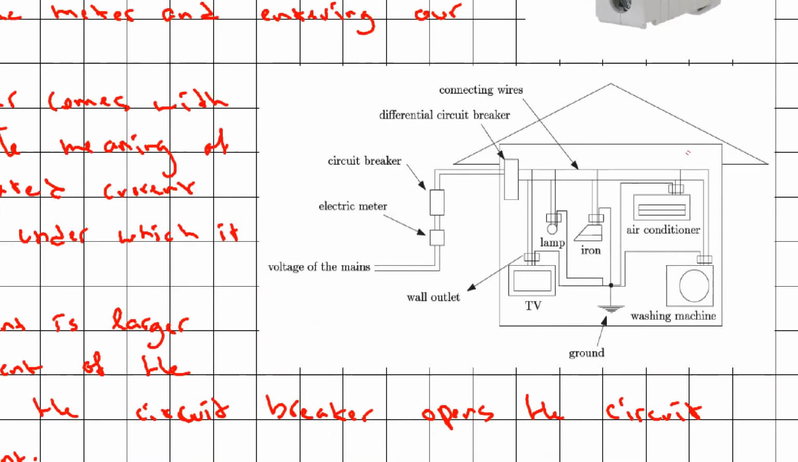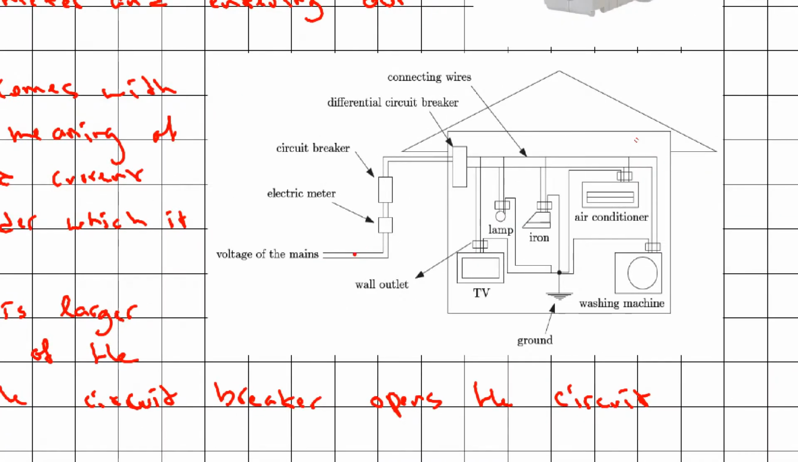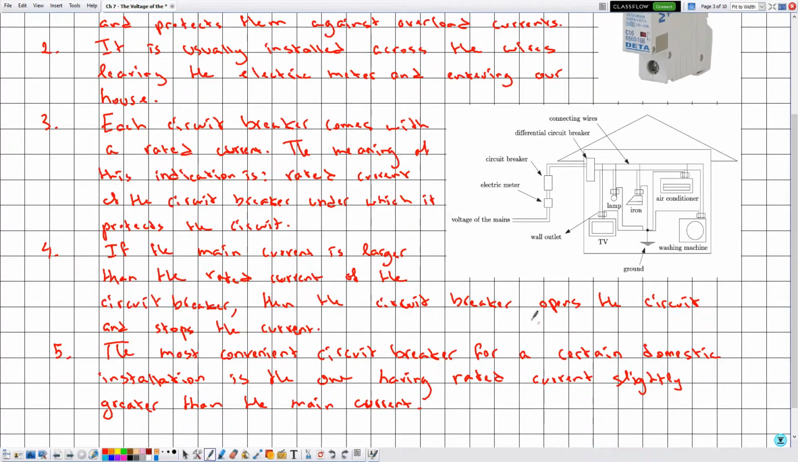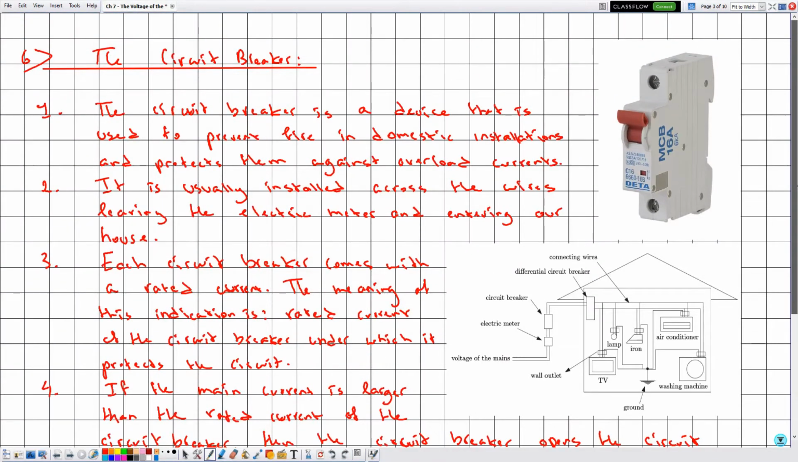Now suppose that the current traversing the circuit is 15 amperes and we want to protect this domestic installation. We have circuit breakers of the following choices: 10 amperes, 16 amperes, or 20 amperes. Which one do we choose? We choose 16 amperes because it's slightly greater than 15 amperes. This is it for the circuit breaker.